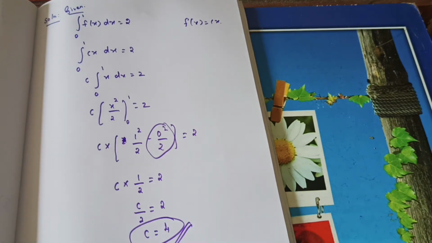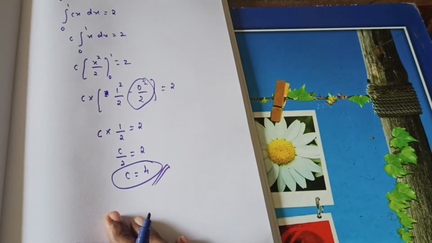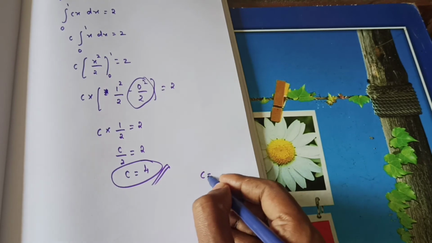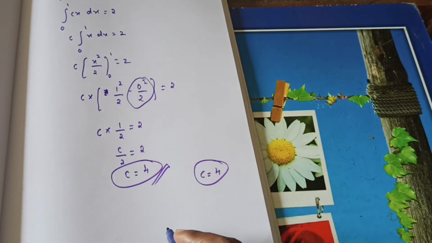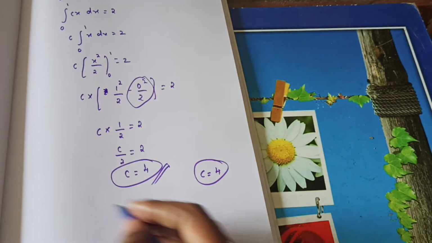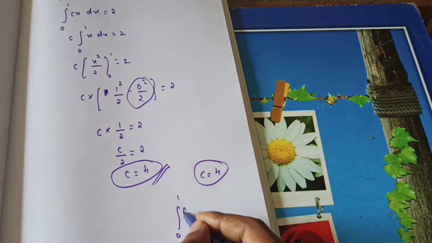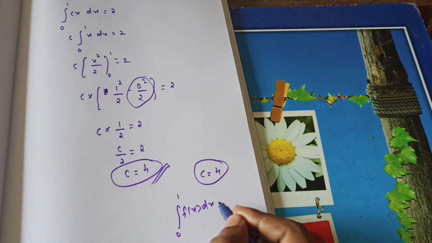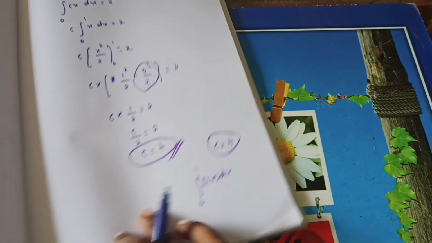Understand? Understand all of you? Okay students, if you need you can check this answer. So now the value of c is 4, correct? Now you can apply the value there. For checking the answer, 0 to 1 f of x dx is there.